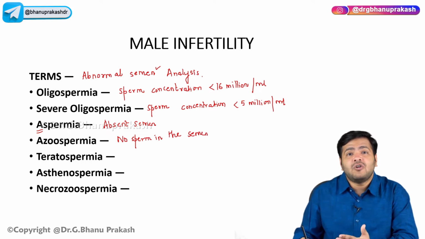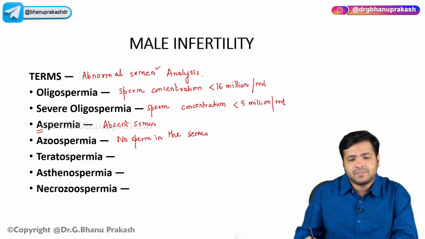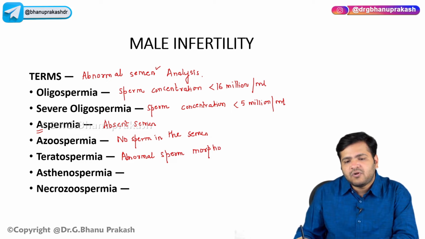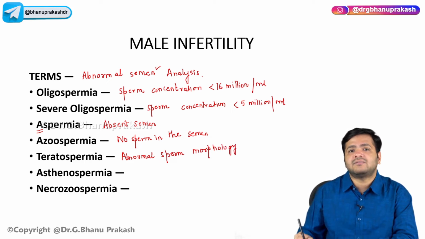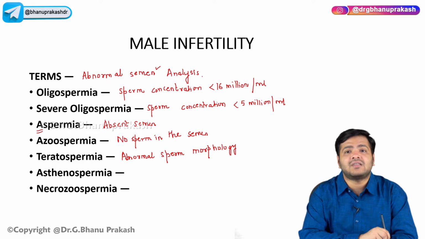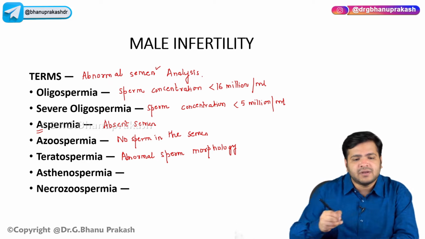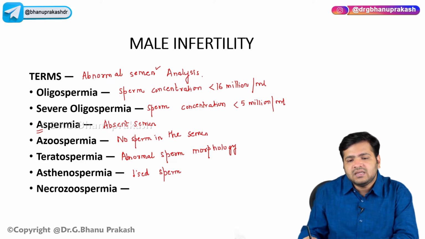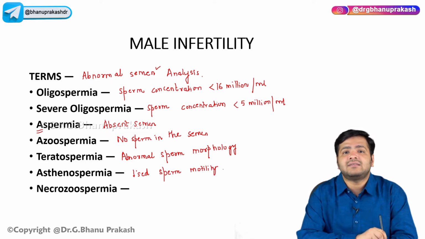Teratospermia is abnormal sperm morphology. The morphology of the sperm is defective, it is not correctly formed, it is termed as teratospermia, right? Asthenospermia, astheno means decreased sperm motility. And the last one is necrosospermia.